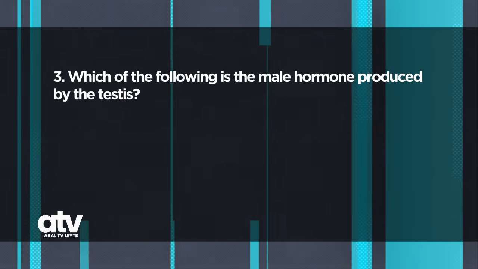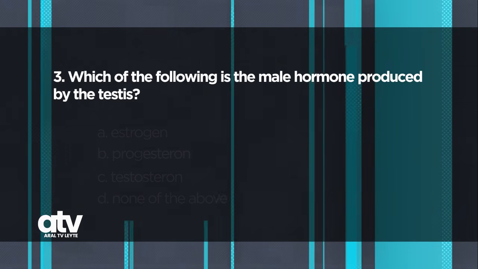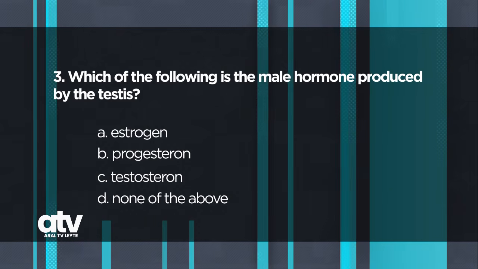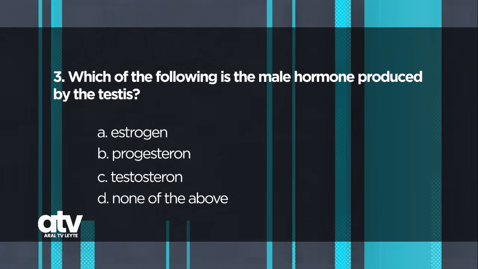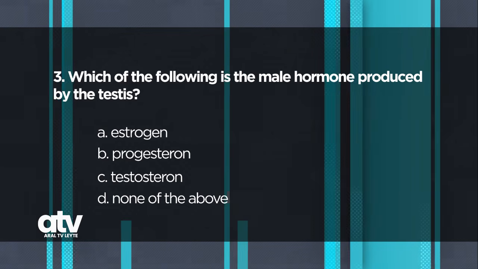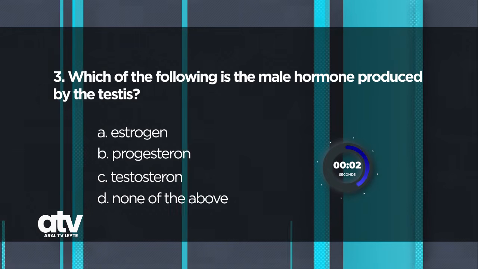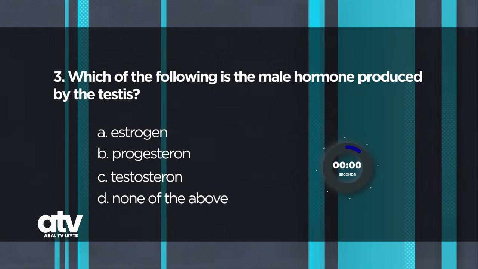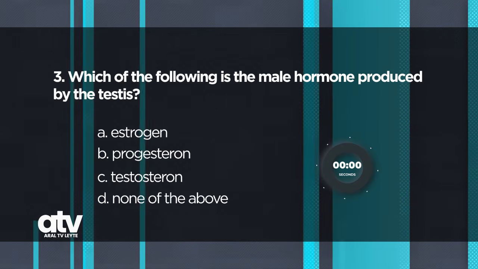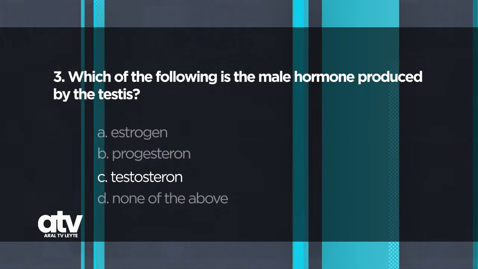Number 3. Which of the following is the male hormone produced by the testes? A. Estrogen. B. Progesterone. C. Testosterone. D. None of the above. The correct answer is letter C, testosterone.